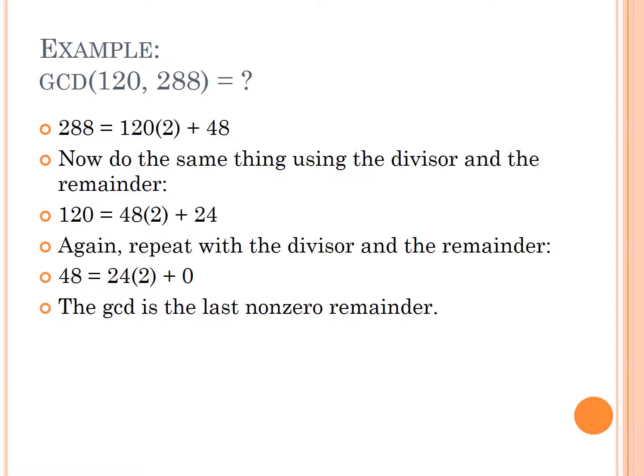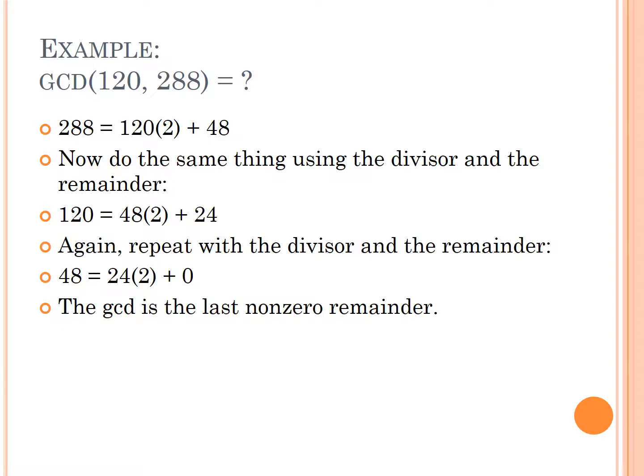288, I can do long division if I need to. I see 2 copies of 120 add up to 240, and then there'll be 48 left over. I am going to repeat this process using 120 as my dividend, and I'm going to make 48, my remainder, my divisor. How many 48s fit into 120? Well, 2 of them will. That'll get me to 96, and I'll have 24 left over.